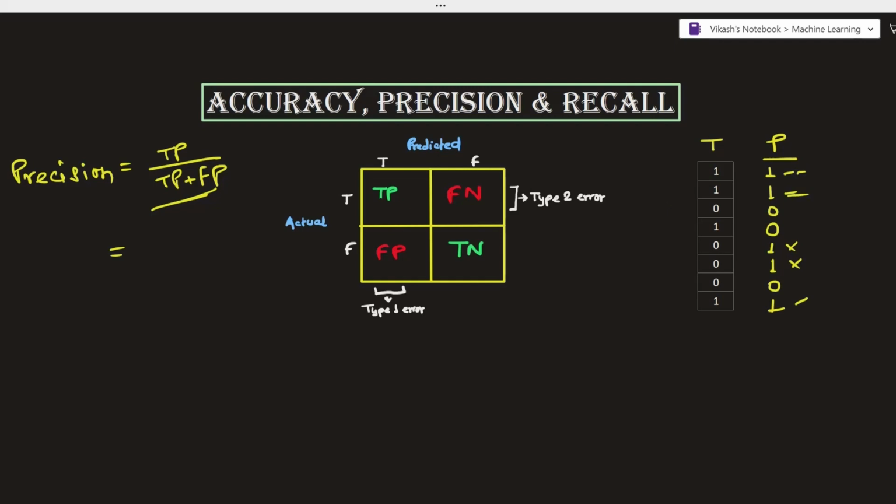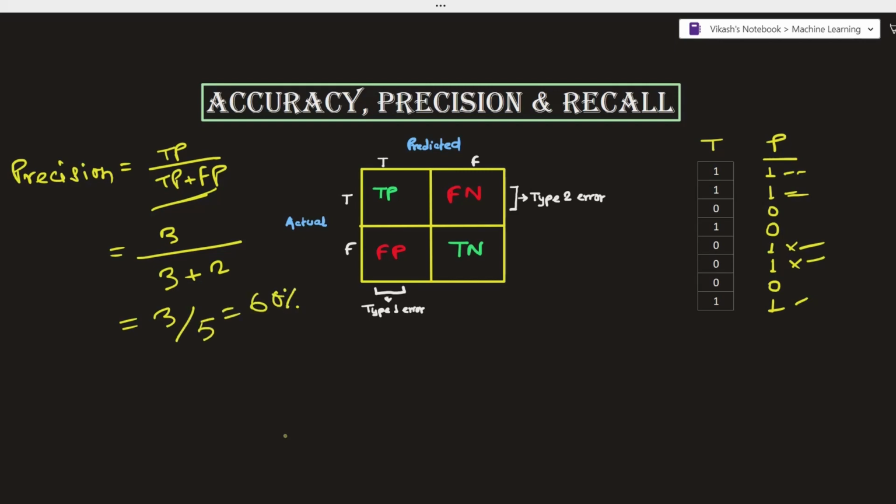So that total count here is 3. So I will put it 3 divided by true positive, which is 3, plus false positive, which means these two data points, which were false positive. So it is going to be 2. This value will be the precision, that is going to be 60%.